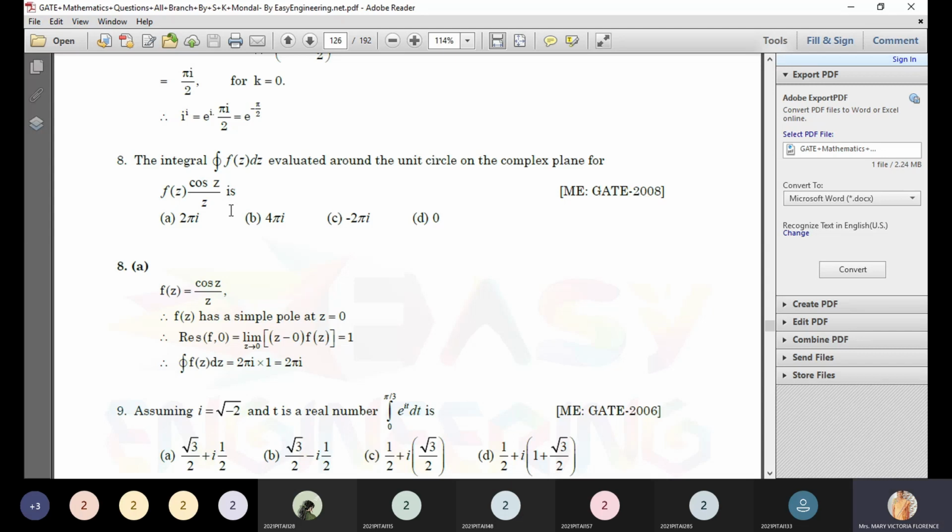So limit z tends to 0 of (z−a) f(z), where a is 0, so (z−0) f(z). Substituting f(z), we get z × cos z / z. The z cancels, leaving cos z. Limit z tends to 0, cos 0, which takes the value 1. So the formula is 2πi times residue 1. So the answer is 2πi, option A.